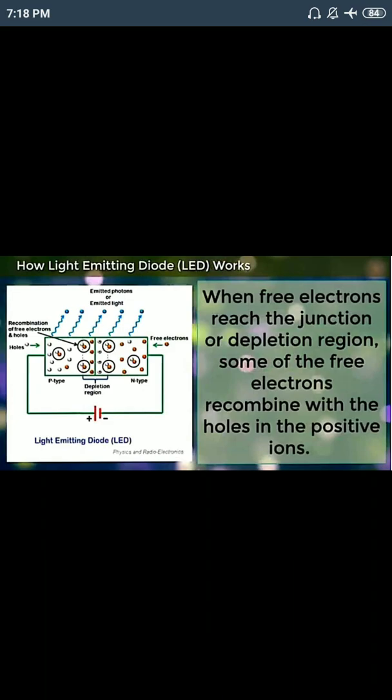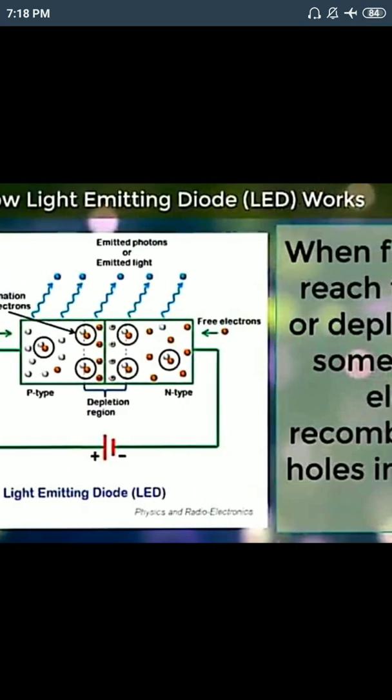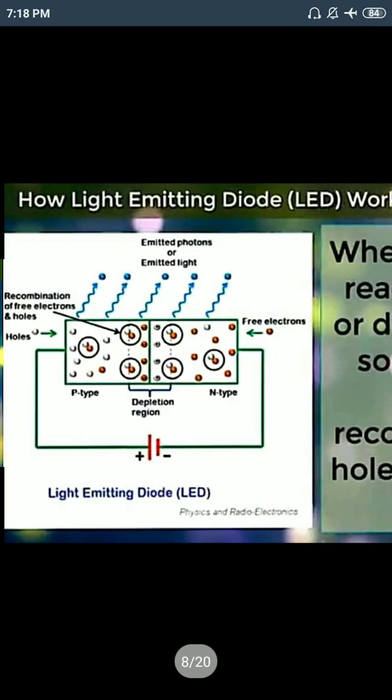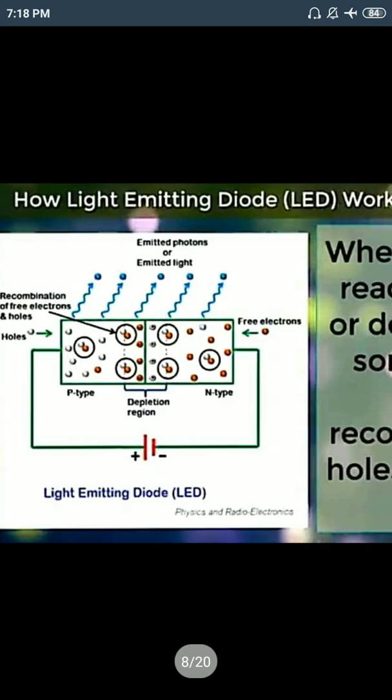When free electrons reach the junction or depletion region, some of the free electrons recombine with the holes in the positive ions. In this figure, you see that some of the electrons, that circle 1, the black circle 1, is a recombination of free electrons and holes. Whenever they are pushed towards the junction, near the junction, in the P side negative immobile ions are present, and in the N side positive immobile ions are present. So whenever these holes and electrons are pushed towards the junction from both sides, they recombine together, and inside also holes and electrons recombine together.